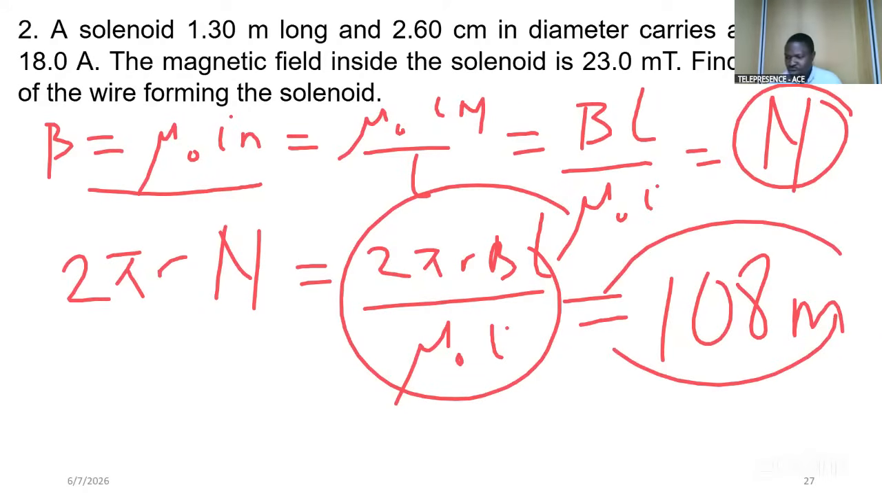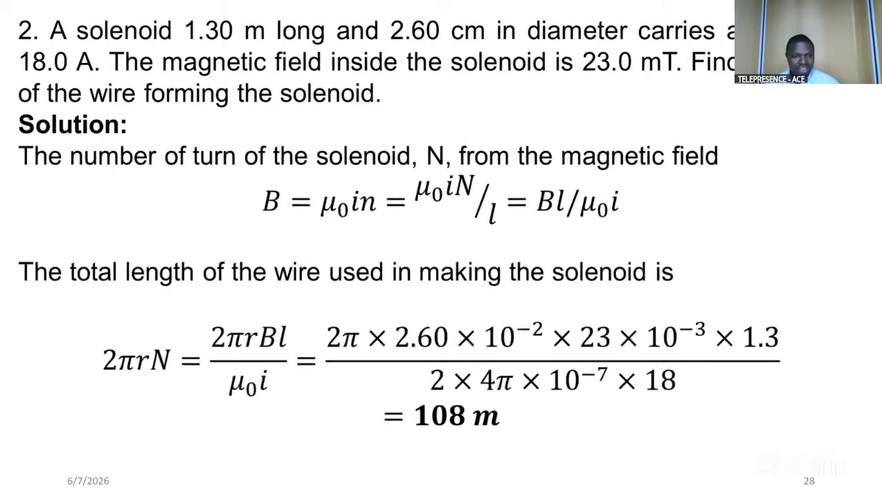In case you did not understand the way I did it here, look at it step by step. I said a solenoid of 1.3 meters long, and we have the total length of the wire used in making the solenoid as this guy all over this one. From there, do the substitution and you get this one correctly.